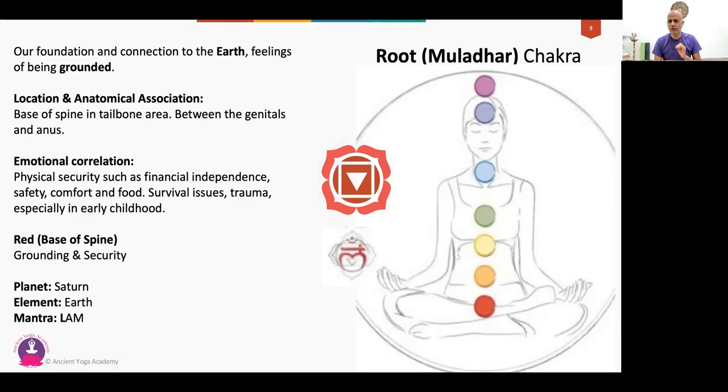So if you want to define it in one word, grounding and security are the key features for the root chakra. And root chakra is represented by the red color. So each chakra has a specific color. Now, if you understand color therapy, it is all related to that. So red color also represents stability, strong will, and a keep-going movement, a survival movement. And that's why it's the base.